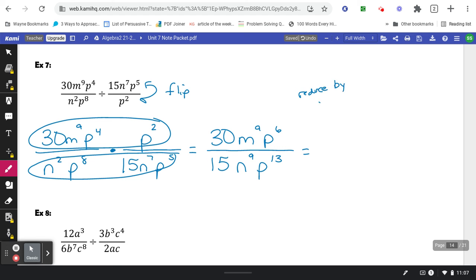Reduce by dividing. Again, largest number that 15 and 30 can be divided by. Oftentimes, the largest number will be the 15, that smaller number. 30 divided by 15 is 2. 15 divided by 15 is 1. Now, be careful not to accidentally add the m and the n. Don't try to combine those. So m stays at the top, n stays at the bottom. Those are different letters. And then more p's in the denominator. 13 minus 6 is 7.